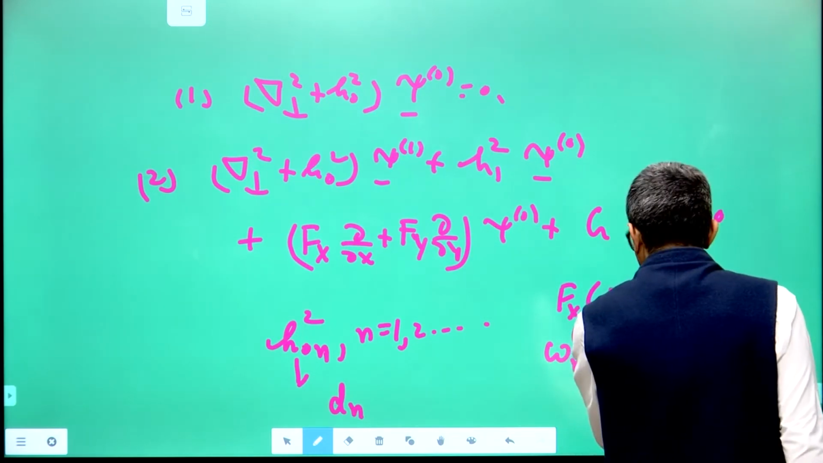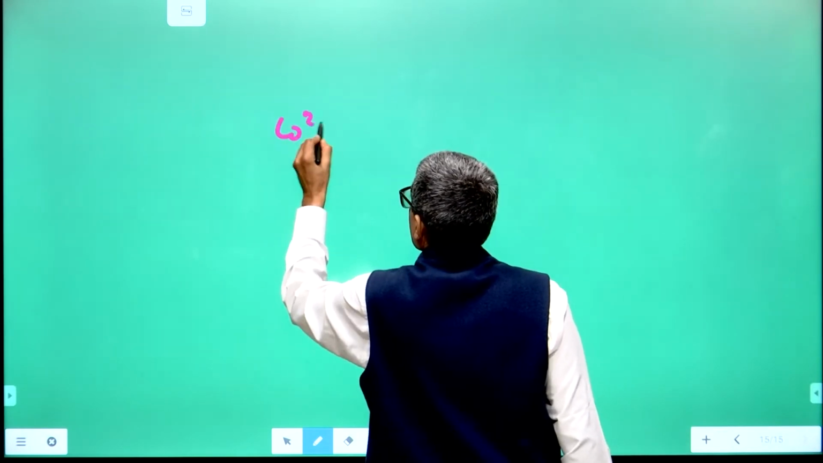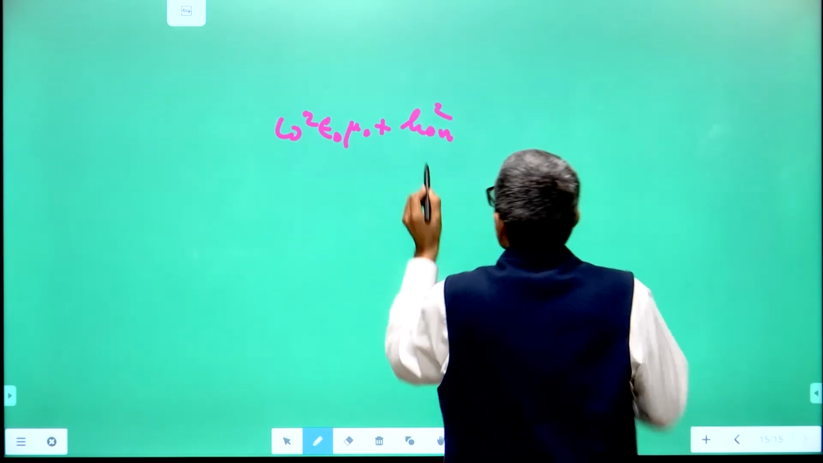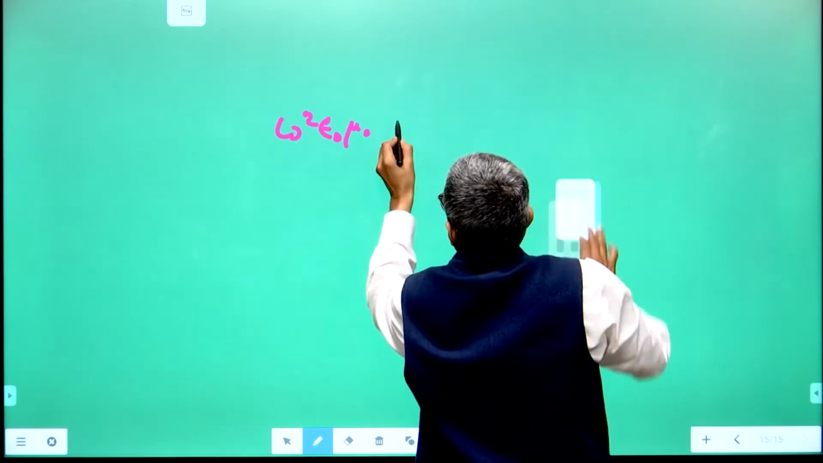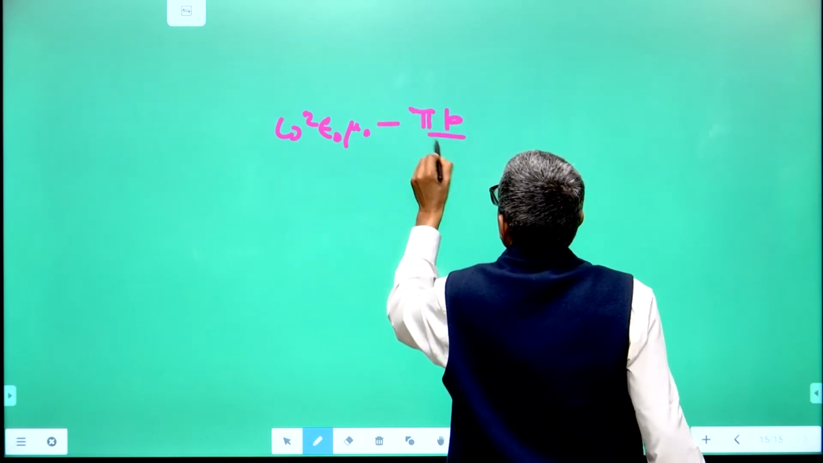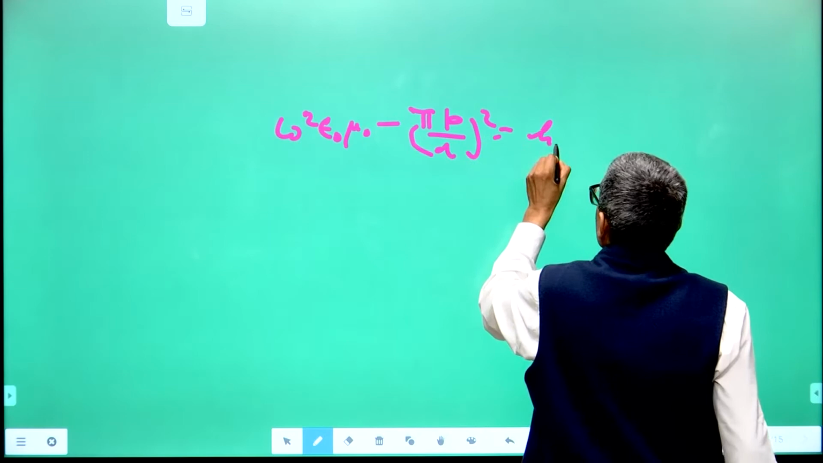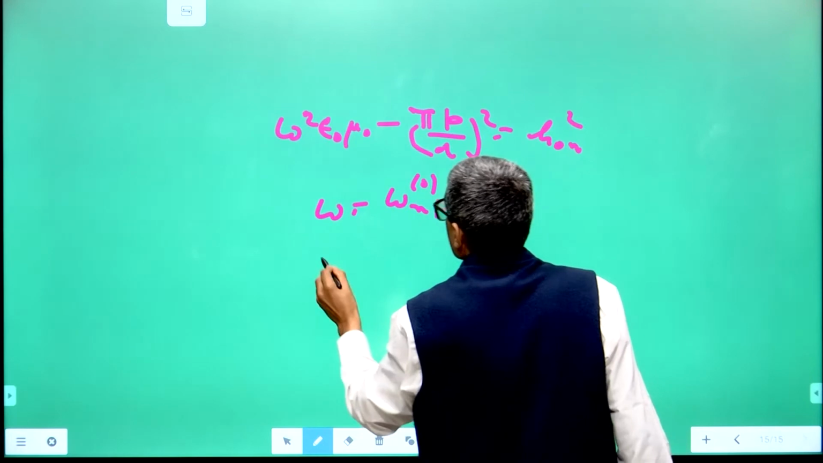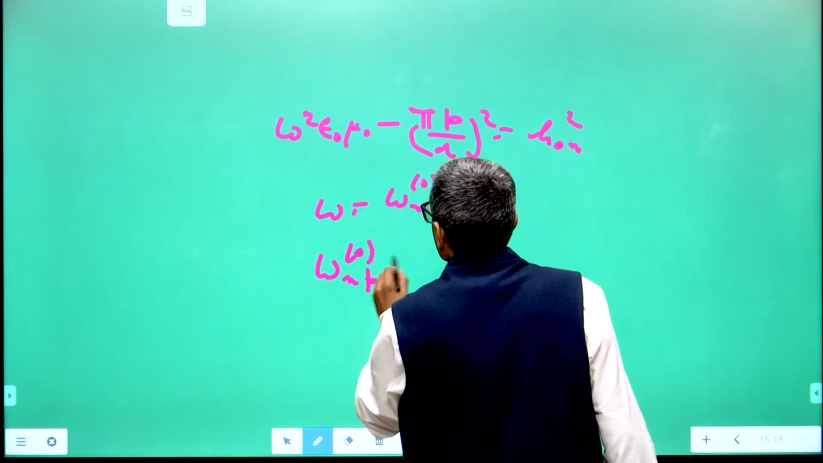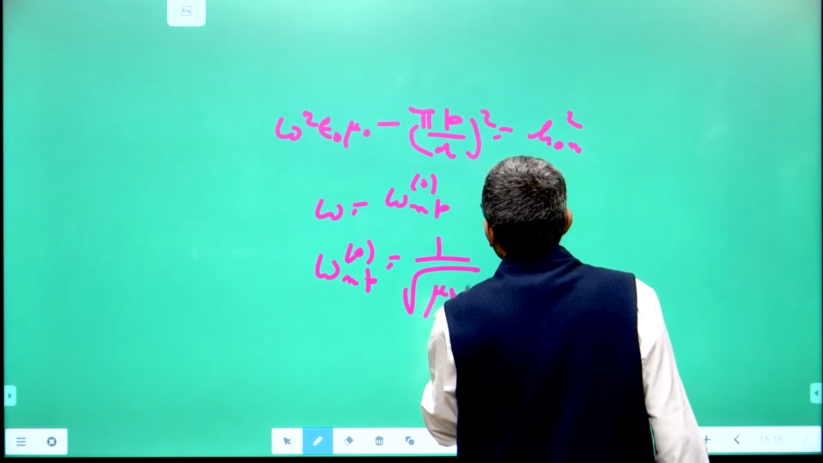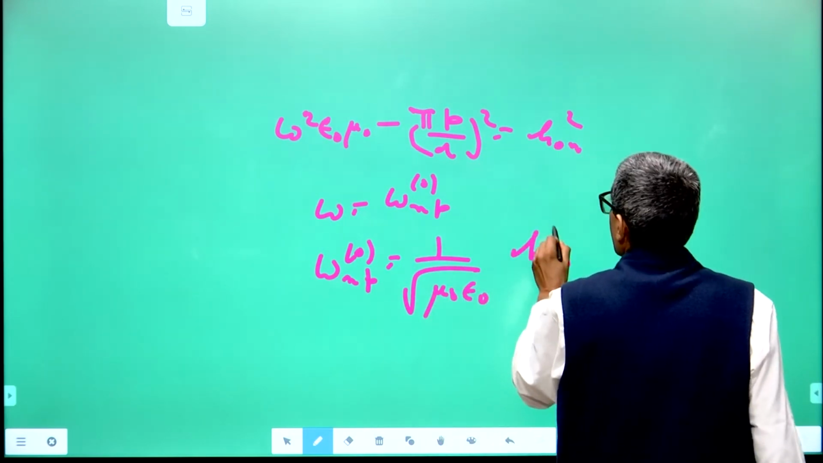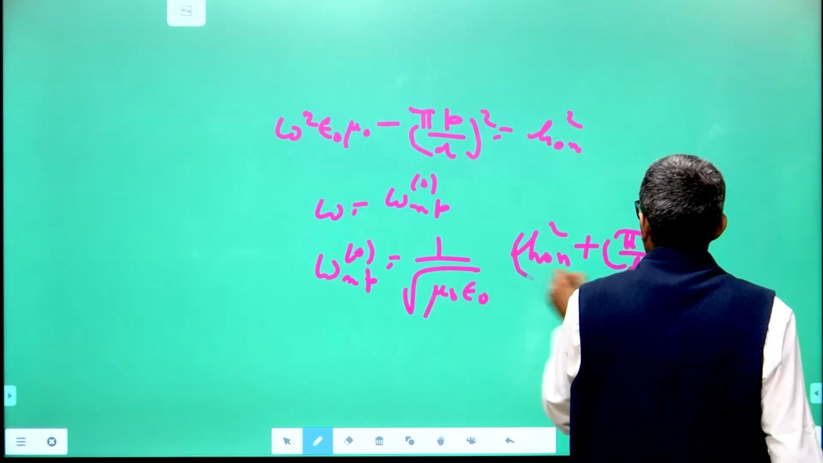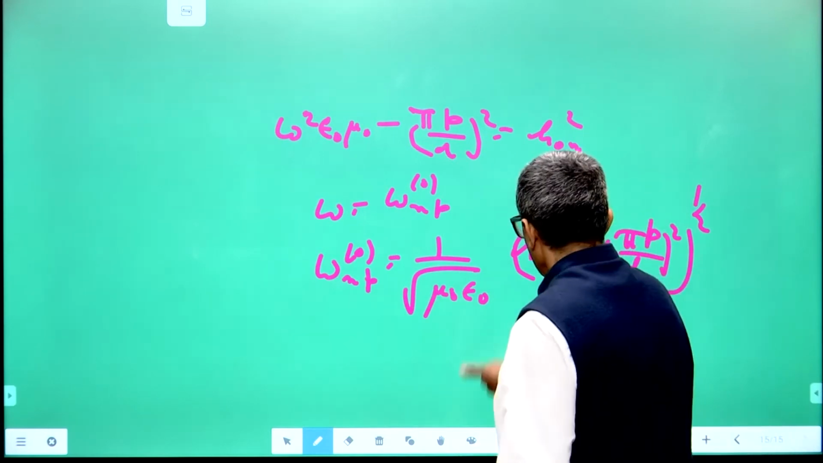So, what is omega 0 np? Omega square epsilon 0 mu 0 equals h0n square plus gamma square, where gamma is j pi p by d. So, minus gamma square is pi p by d square. So, omega is omega 0 np, the unperturbed oscillation frequency. So, omega 0 np can be written as 1 upon root mu naught epsilon naught into h0n square plus pi p by d square power half, where n and p are integers.